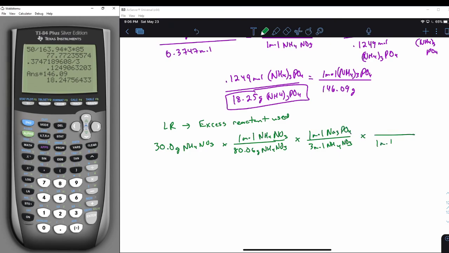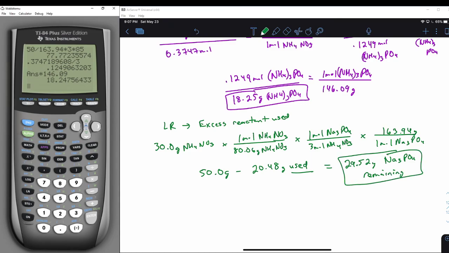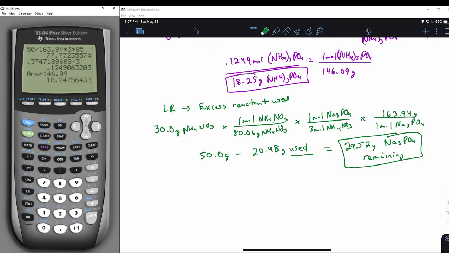And then 1 mole of Na3PO4 is 163.94 grams. So then we end up getting 20.48 grams used. So then if we started with 50 grams, we subtract that, and there's 29.52 grams of Na3PO4 remaining. So that's how much didn't react, because there wasn't enough of the other reactant to get it.